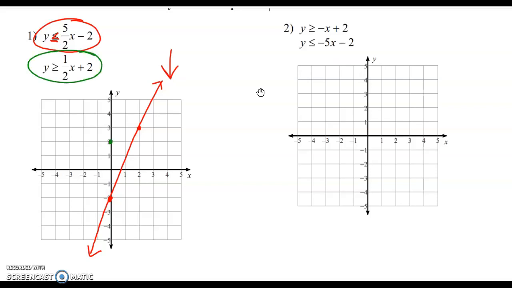Y-intercept is +2. Slope is 1/2. So up 1, right 2. Same thing as going down 1, left 2. This line is also solid because it is equal to, and I would be above this line because it is greater than. So then the space that is below the red and at the same time above the green, below the red, above the green would be right here.